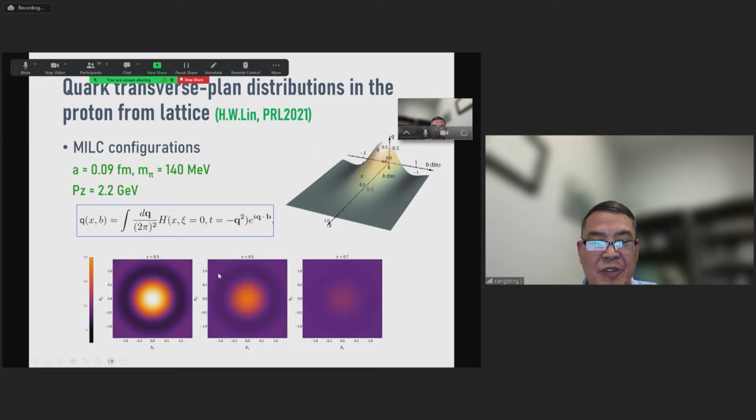So if you look at the three plots in the lower half of the slides, this is x equal to 0.3. You look at the x equal to 0.3 partons to see how they're distributed in the transverse plane. And likewise, you can do it for x equal to 0.5 and 0.7. So these GPDs will give you interesting pictures of parton distributions in 3D.